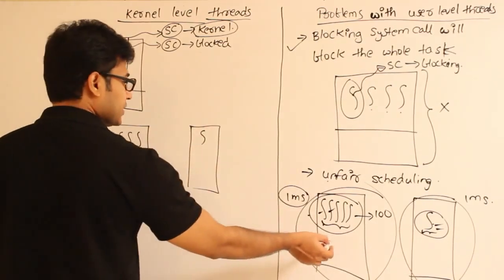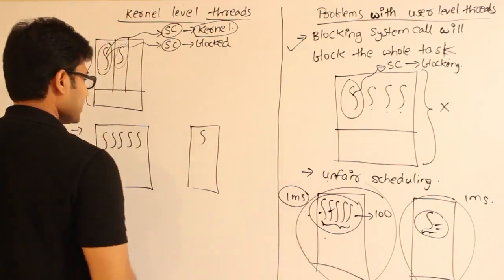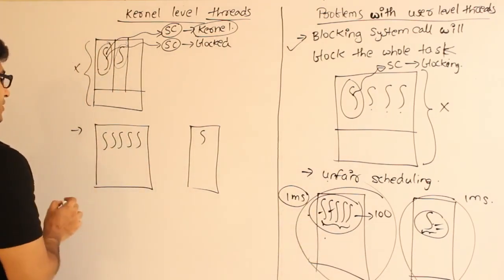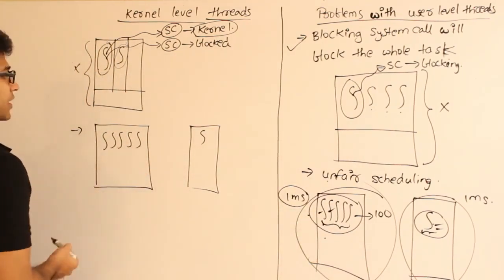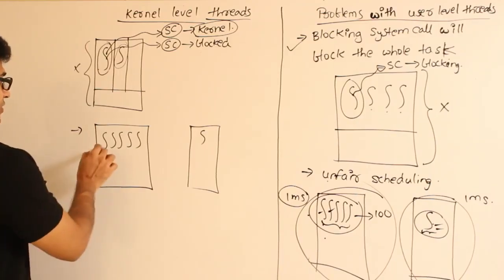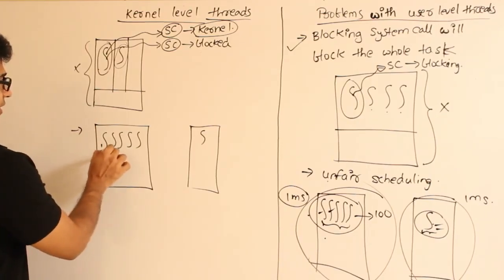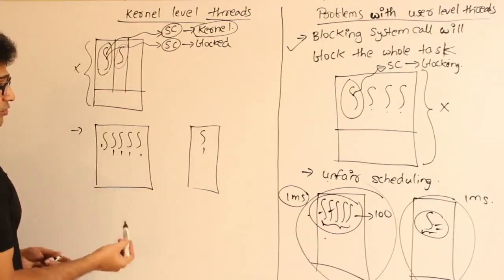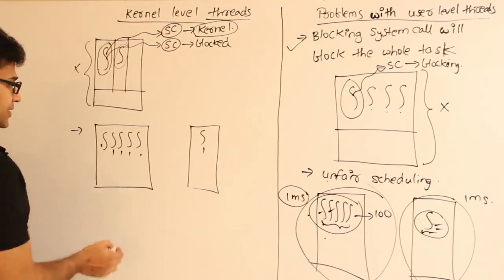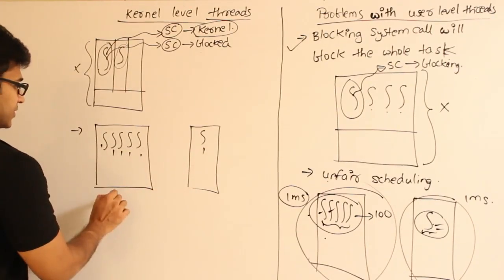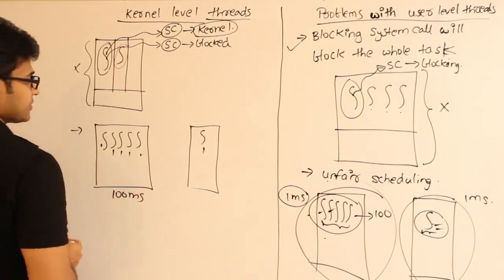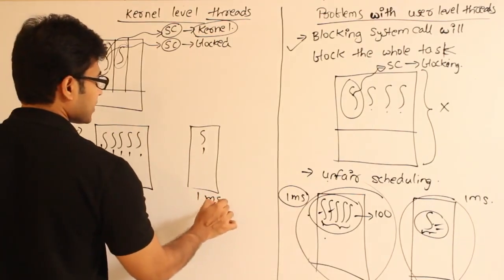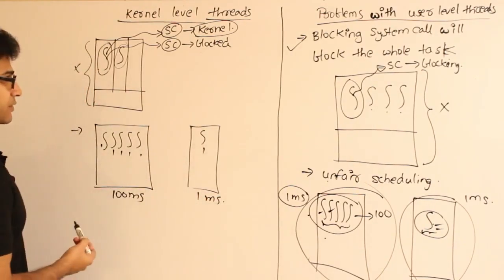Instead of scheduling the process, like in this case, it will schedule the threads, which means each thread will now get an equal amount of time. For example, this one will get 1 millisecond, 1 millisecond, 1 millisecond, and this one will get 1 millisecond. Therefore, as a whole, a task which has 100 threads will get 100 milliseconds, and this one will get 1 millisecond. Therefore, it is fair scheduling, right?